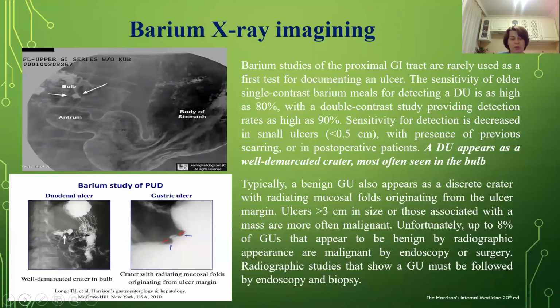Unfortunately, up to 8% of gastric ulcers that appear to be benign by radiographic appearance are malignant by endoscopy or surgery. Radiographic studies that show a gastrointestinal ulcer must be followed by endoscopy and biopsy. Here is how a gastric ulcer looks, a duodenal one, here a duodenal one.